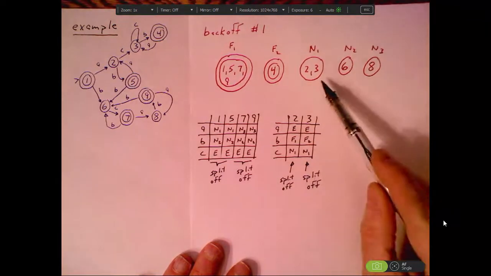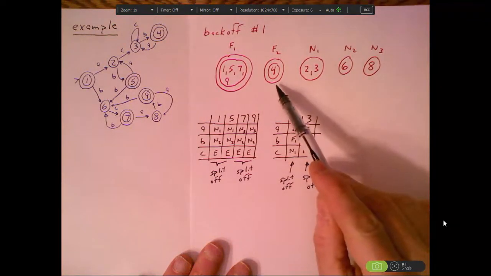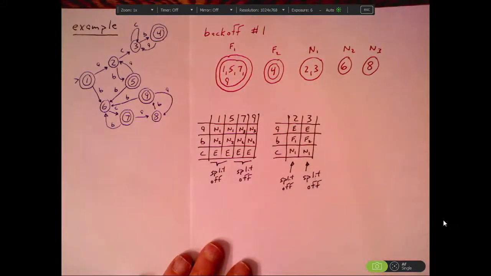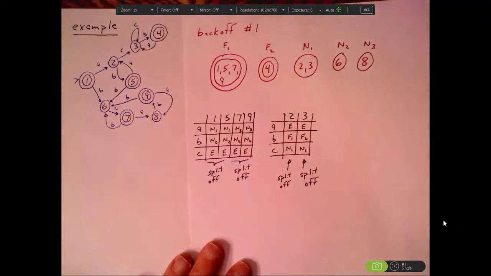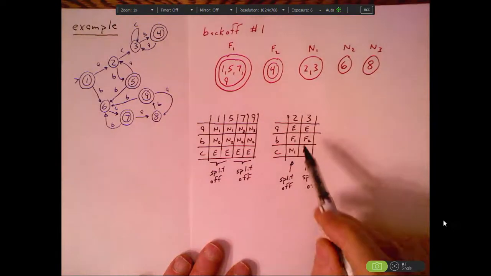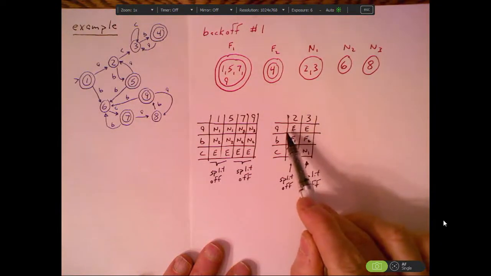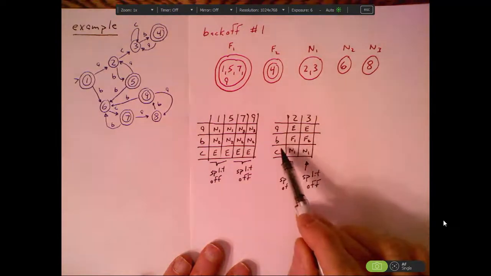Okay, what about 2 and 3? We don't actually need to look anymore at 4. It's been split off, so it can't be split anymore. And likewise, 6 and 8, we won't have to look at those anymore because they're already split as far as they can be split. But we do need to look at 2, 3 now. What happens with 2 and 3? Again, the A is an error case for these two, so we don't really need to look at that.